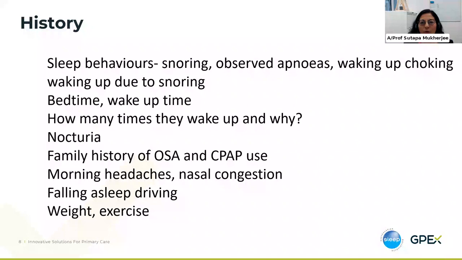I've mentioned nocturia already, family history, and whether anyone in their family actually uses CPAP therapy. Morning headaches is another common symptom of sleep apnea, and nasal congestion will also increase the chance that the airway will collapse. Obviously, falling asleep driving, always important to ask, and asking about whether there's been a change in their weight. So often you'll find that there has been an increase of 5 or 10 kilos, which might actually worsen their sleep apnea, and whether they exercise. Exercise has been shown to be actually a very good treatment for sleep apnea.